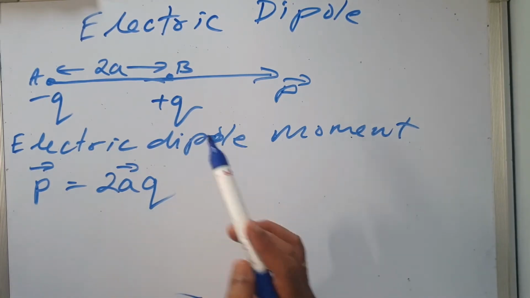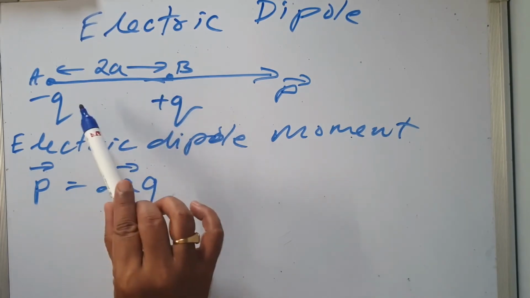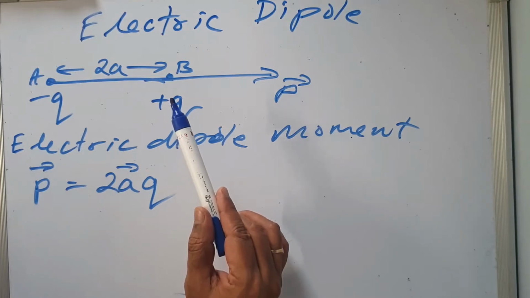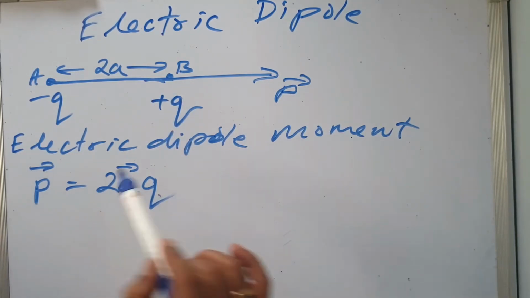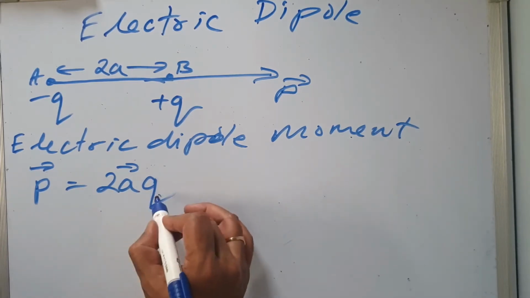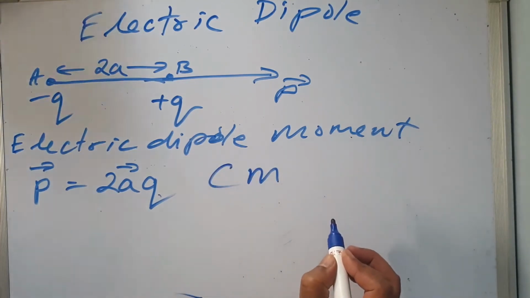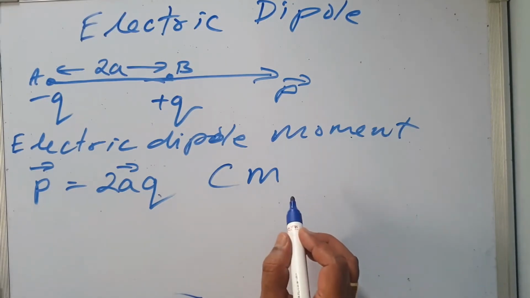So, what is an electric dipole? Two equal and opposite charges separated by a small distance constitute an electric dipole. The electric dipole moment of an electric dipole is the product of the magnitude of one of the charges and the separation between the two charges. Therefore, the unit of electric dipole moment will be the unit of charge multiplied by the unit of distance. Unit of charge is coulomb, unit of distance is meter, so the SI unit is coulomb meter.